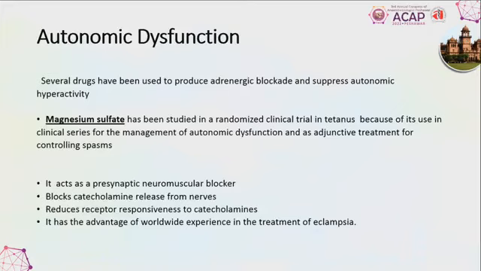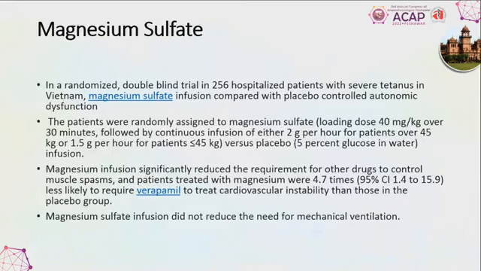So everybody knows about magnesium sulfate, and it is a very safe drug if you are using it carefully, and the level of magnesium sulfate should not cross the therapeutic level. Otherwise, the toxicity of magnesium sulfate will occur and it will complicate the patient. In a randomized double-blind trial of 256 hospitalized patients with severe tetanus in Vietnam, magnesium sulfate infusion was compared with placebo for controlling autonomic dysfunction. The patients were randomly assigned.